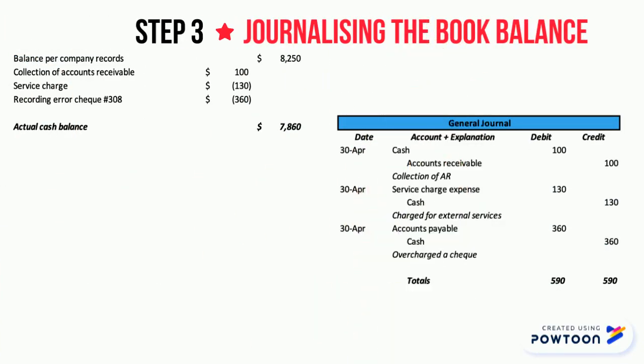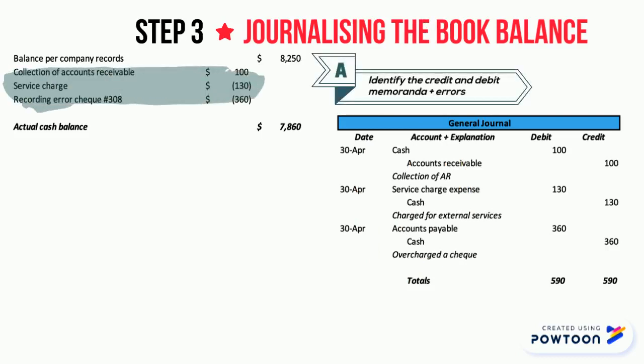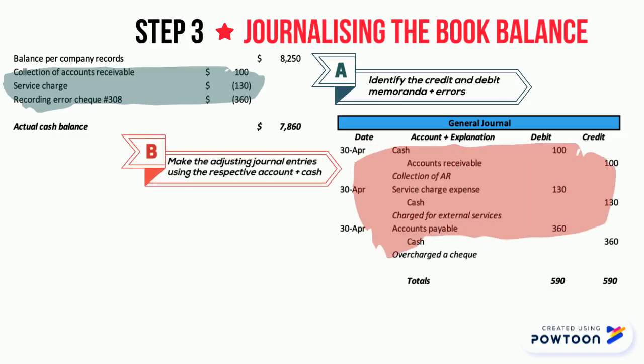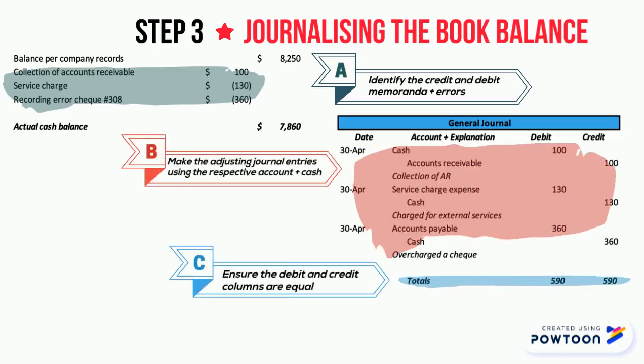The final step in a bank reconciliation is to journalize any changes made to the book balance in step 2. The adjusting journal entries involve recording the credit and debit memoranda, as well as any errors, in the general journal. This is then followed by recording their impact on the cash account for each respective transaction.